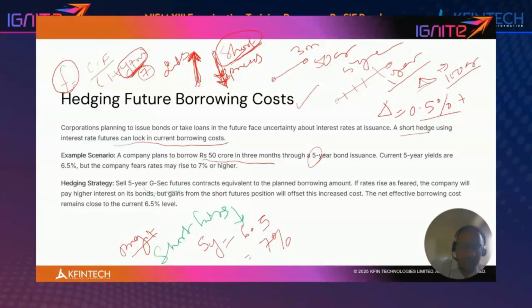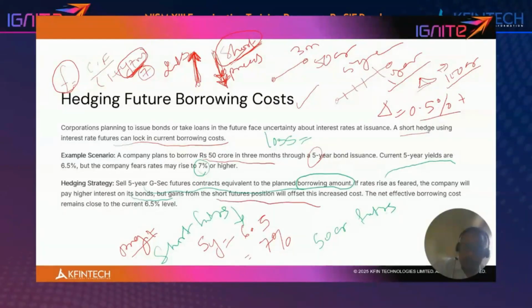Sell the 5-year GSEC futures contract equivalent to the planned borrowing amount. That means I have to sell 50 crore worth of futures. If rates rise as feared, the company will pay higher interest on the bonds. So this 6.5 becomes 7. So here is a loss because now I'm paying higher interest. But at the same time, the short future position will offset the increased cost. The net effective borrowing will be at 6.5 level.